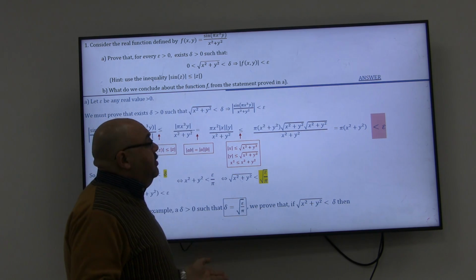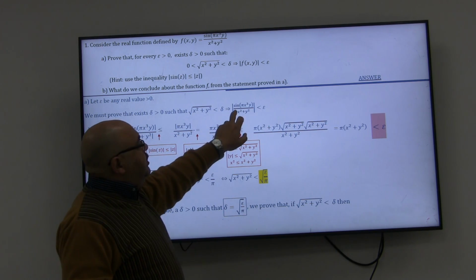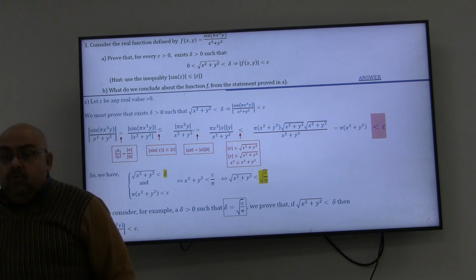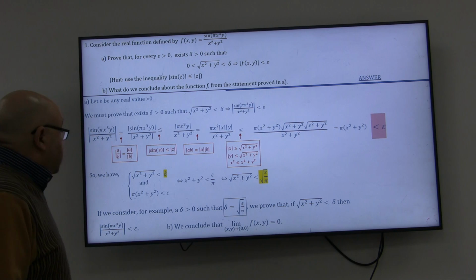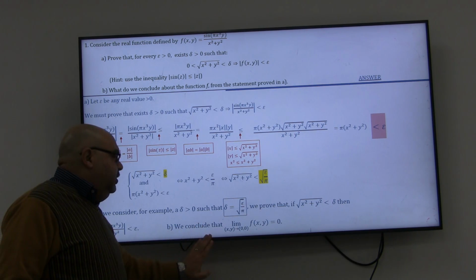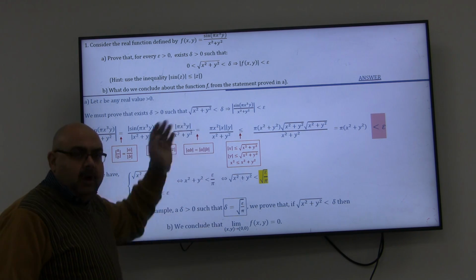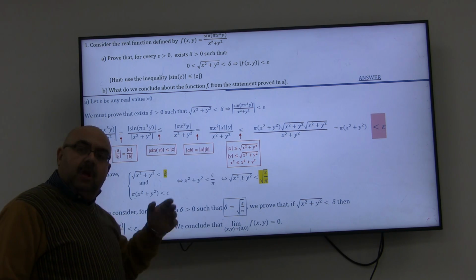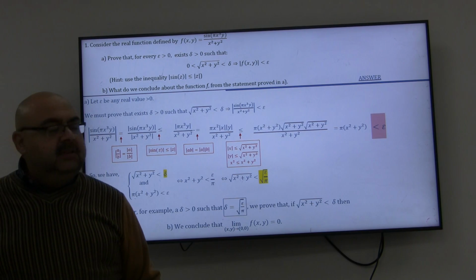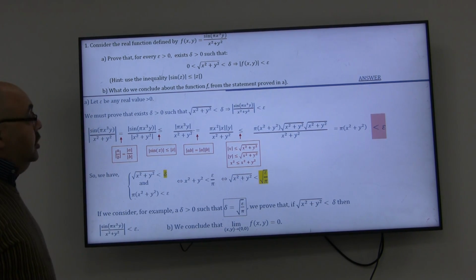The conclusion is really very simple: the limit of this function is equal to 0 around the origin. So either, if it was a direct question, prove that the limit of f of x, y equals 0, I will do the same steps, or the question can be formulated in this manner. This is really a very good question.